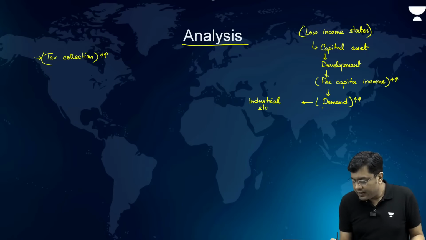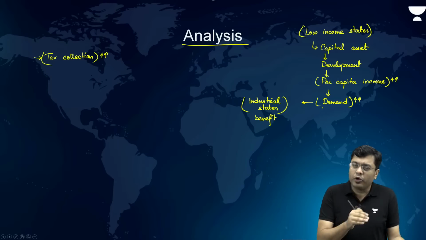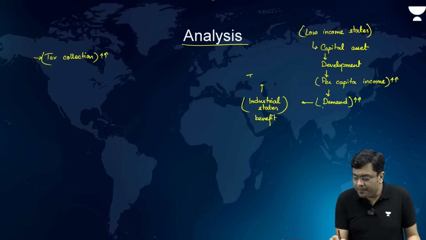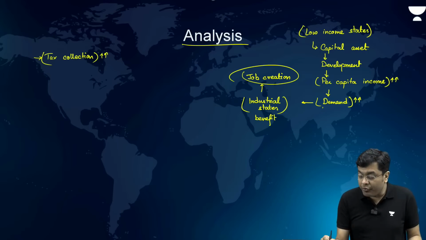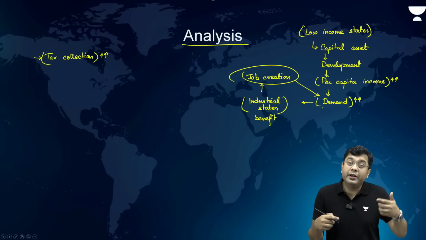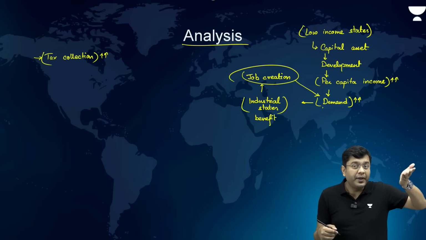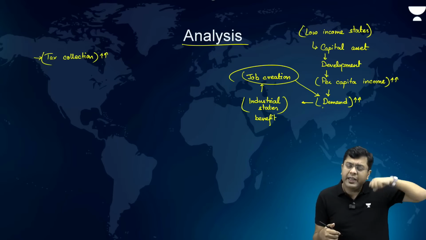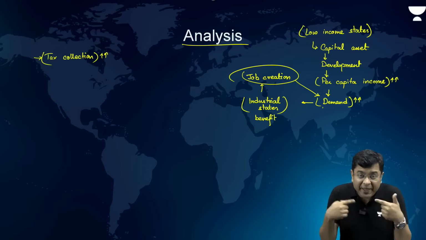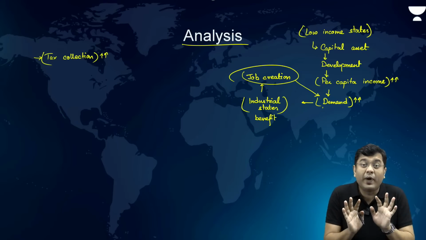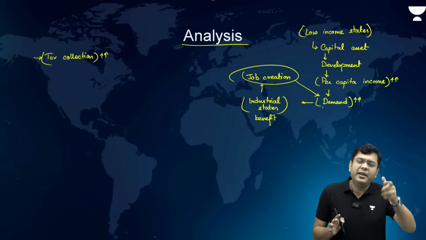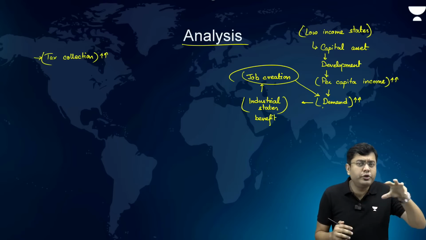Industrial states will benefit, right? Now, when they benefit, what will happen? In those particular states, there will be more job creation, again fueling a kind of a virtuous cycle. That job creation would again fuel the demand, and that would again lead to the growth of the developed states as well, right? So the developed states are already going to benefit, but the developing states or the low income states, they require that push. That is the argument behind providing more funds to the low income states.